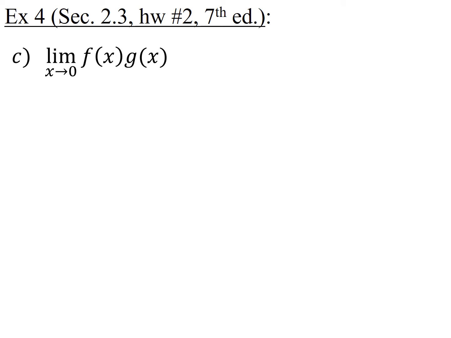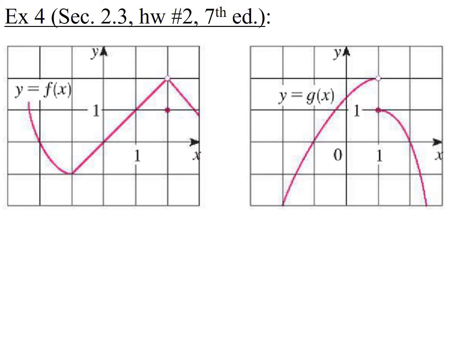Okay, so we're jumping ahead to C, and this one's asking us to find the limit of f times g as x goes to 0. Once again, we need to look at the graph first. I need the limit of each one to exist. So let's go ahead and look at that now. All right, so we need the limit as x goes to 0 of f to exist, and we also need the limit as x goes to 0 of g to exist.